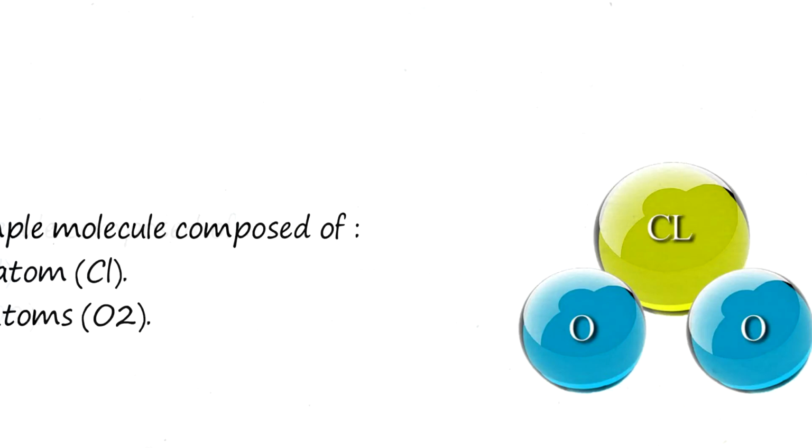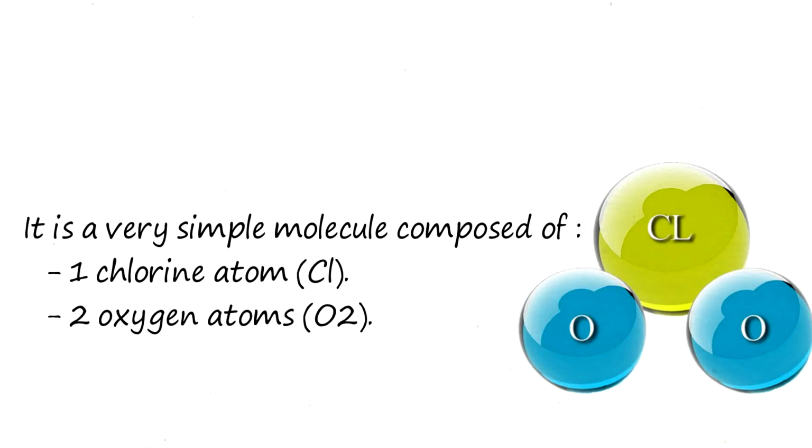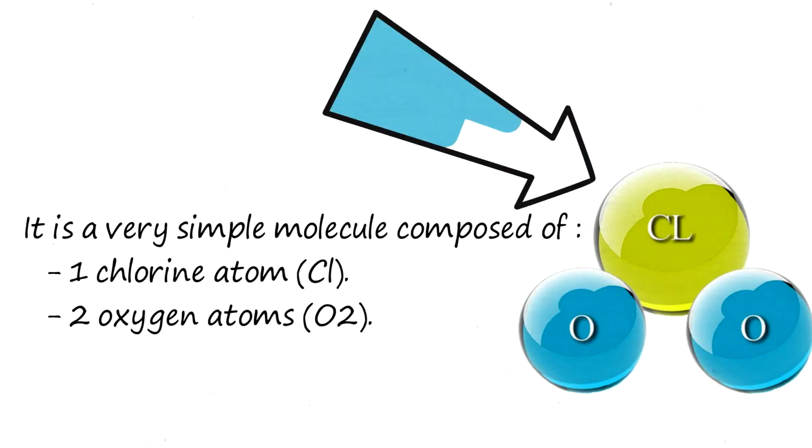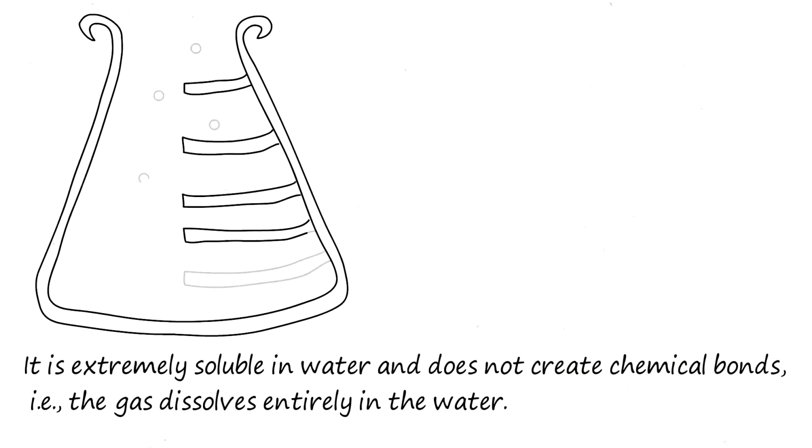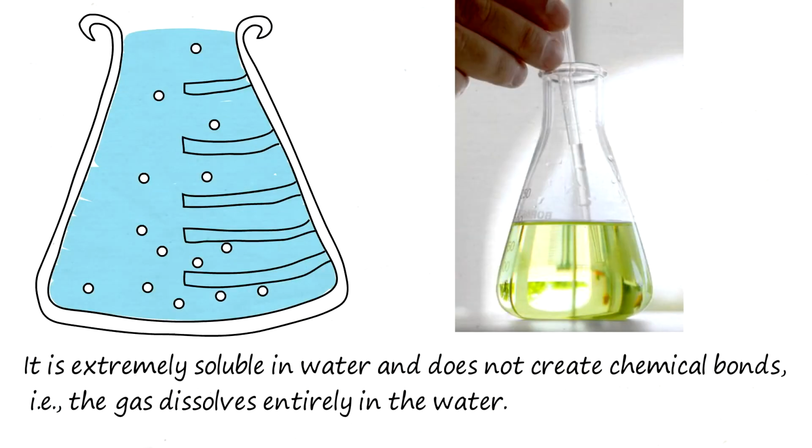It is a very simple molecule composed of 2 oxygen atoms and 1 chlorine atom. Here it is. I introduce you to our friend, ClO2. Hello! It is extremely soluble in water and does not create chemical bonds. It means the gas dissolves entirely in the water. When dissolved, it gives a yellowish-greenish color and a chlorine-like smell.